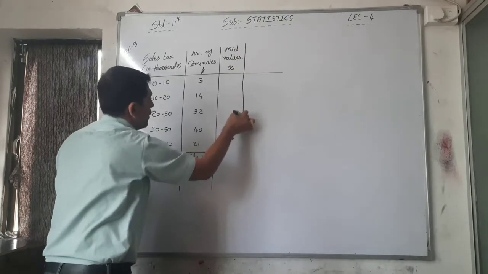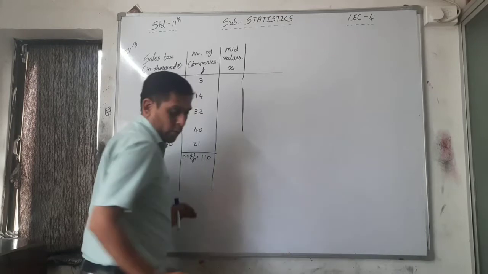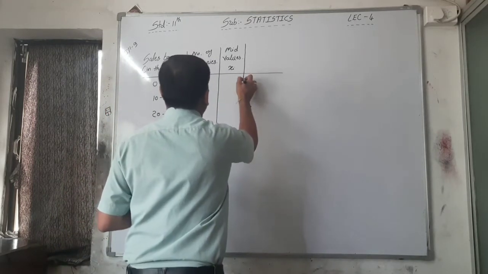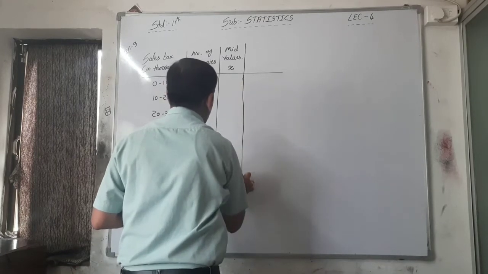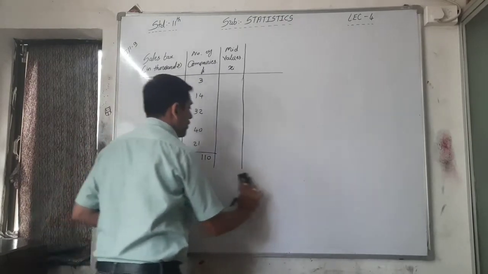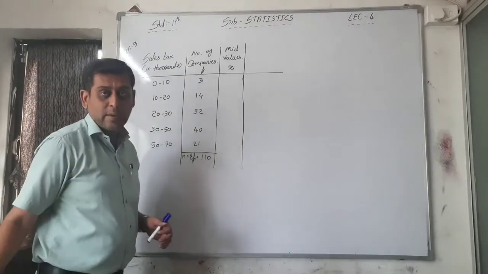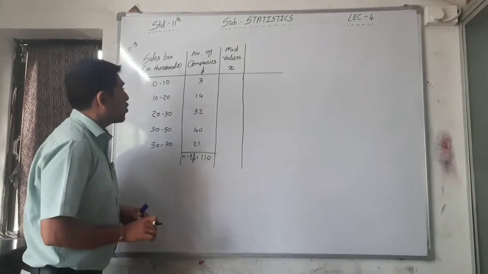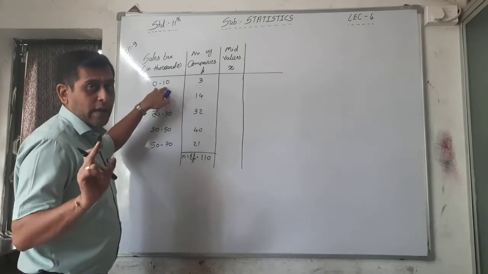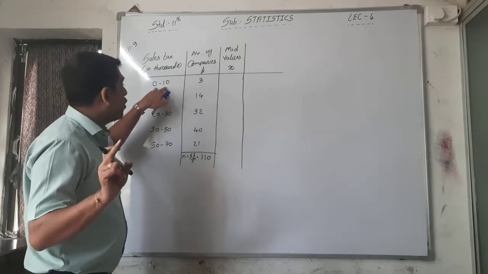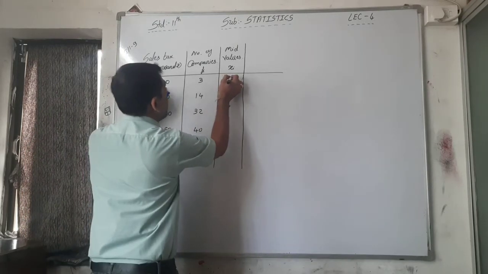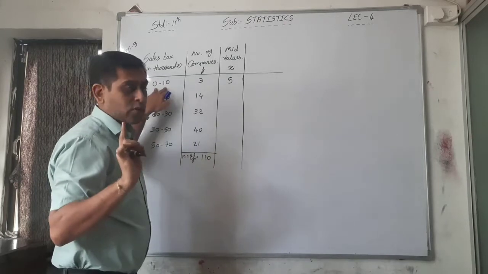See here, the class interval is not equal here. So here we cannot find out the class interval in the easiest way, whatever we were doing in previous examples or in previous exercise questions. See here, 0 to 10, 0 plus 10, that is 10, 10 divided by 2. Lower class limit plus upper class limit divided by 2, that is 10 divided by 2 is 5. Here is our first mid value.